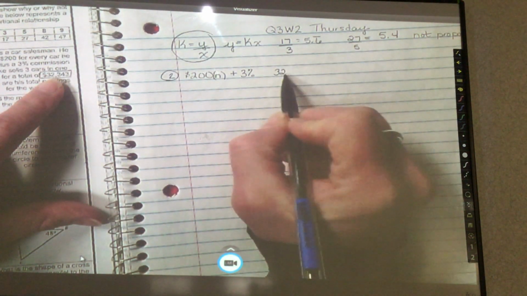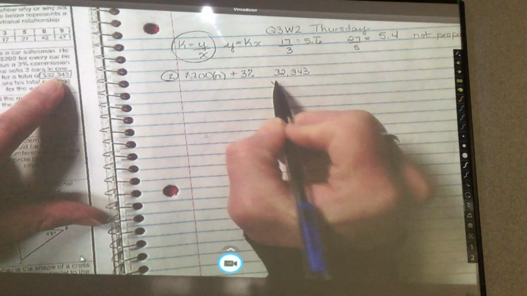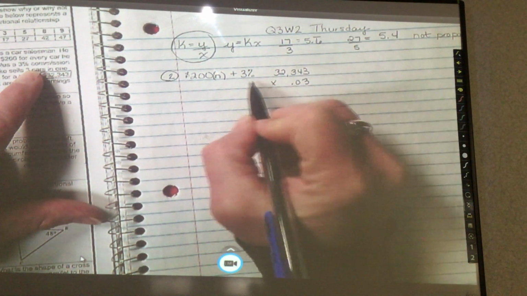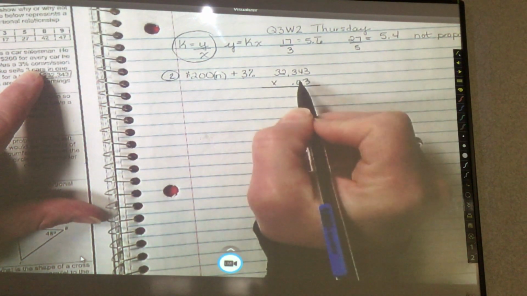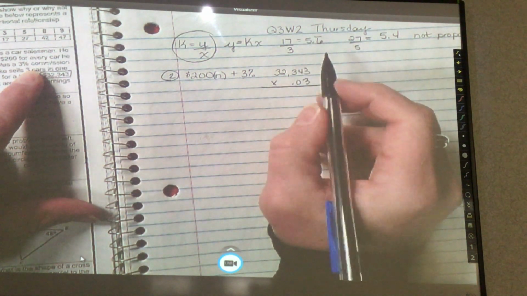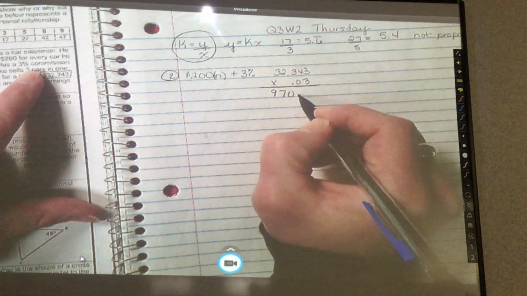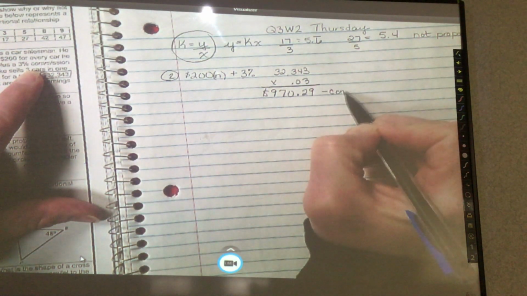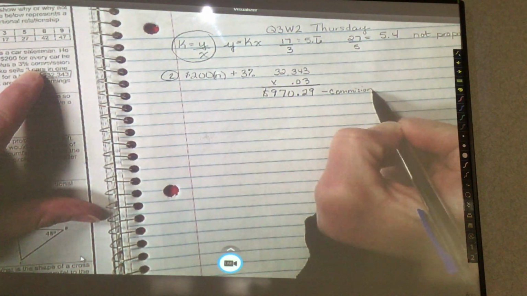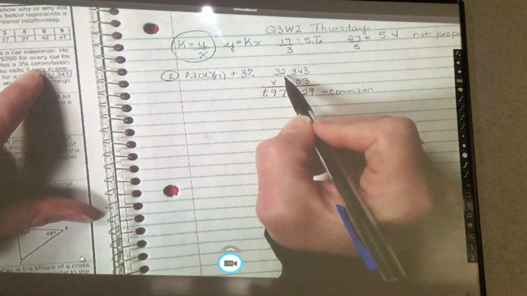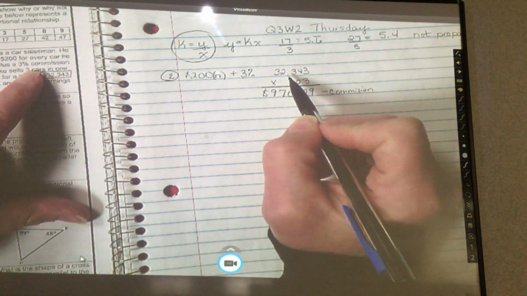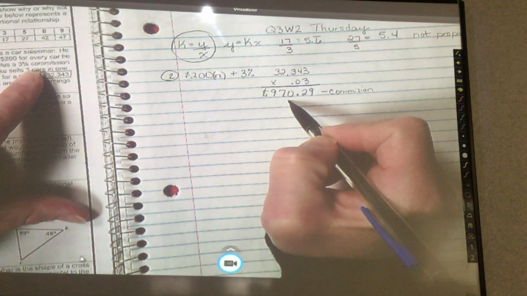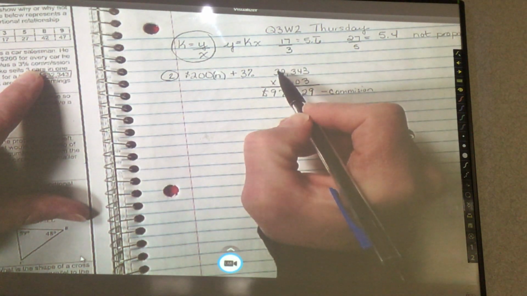So I take 32,343 times 3%, so 0.03, because it's 3%. Put that in my calculator, and I get $970.29. That is my commission. Okay? Did I earn the $32,000? No, that's what I sold. That's how much money I sold. But I earned the $970.29 because that's how many I sold.